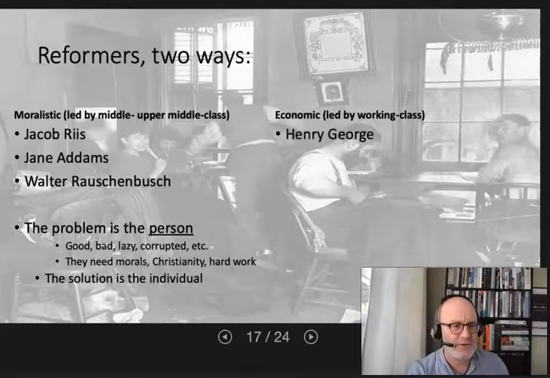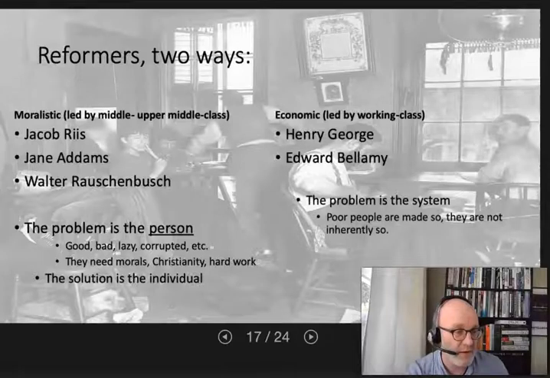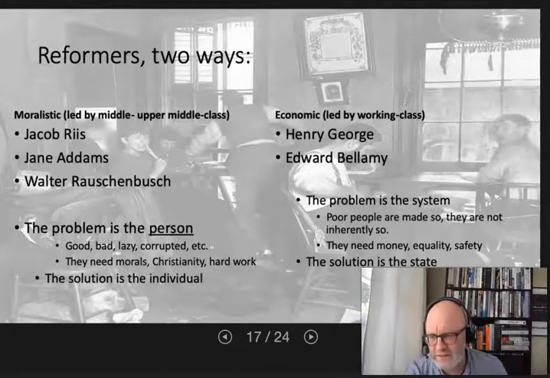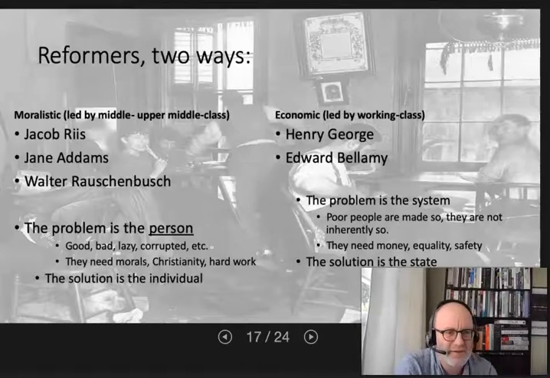The other approach is the economic approach. This is the more socialist approach, like Henry George, Edward Bellamy, and these are critics that say the problem isn't that these people are lazy. The problem is that these people don't have any money. And they don't live in a slum because they like it, or because it's part of the fabric of their moral character. It's because they don't have enough money to not live in a slum.